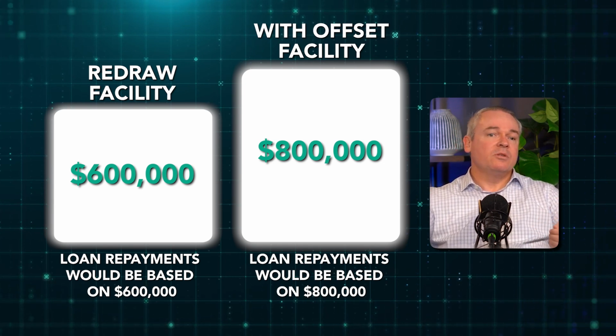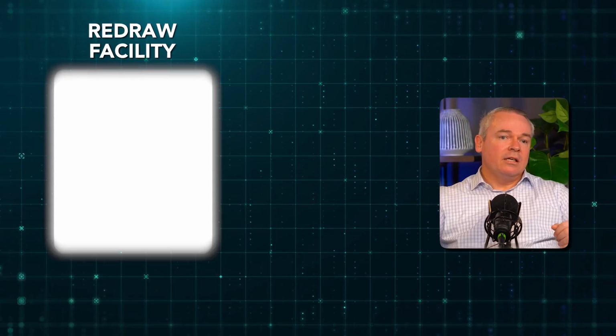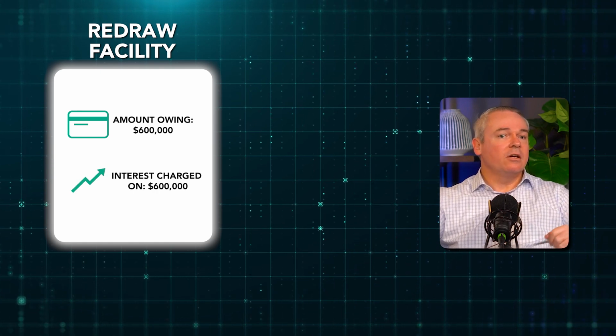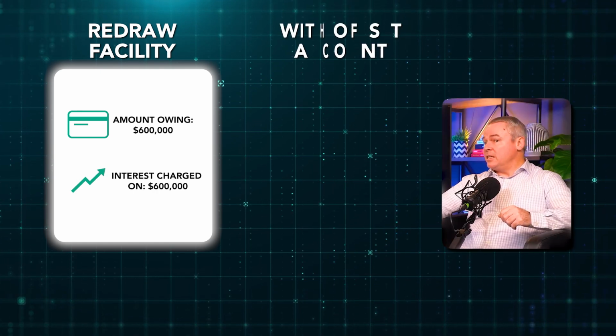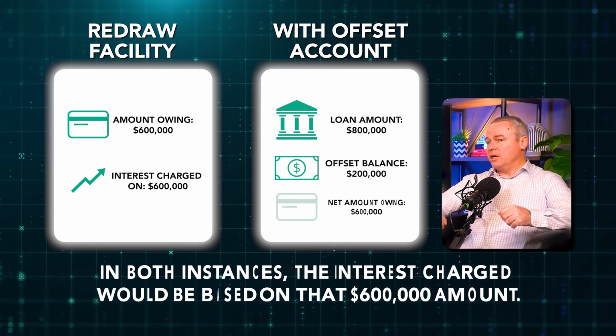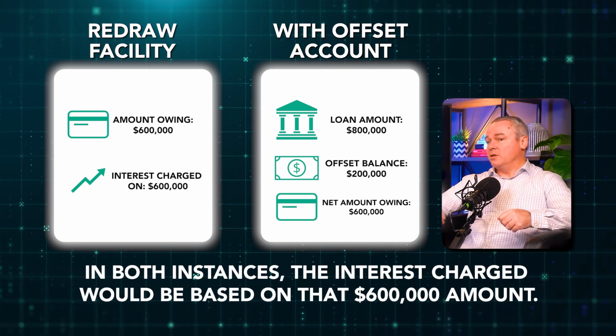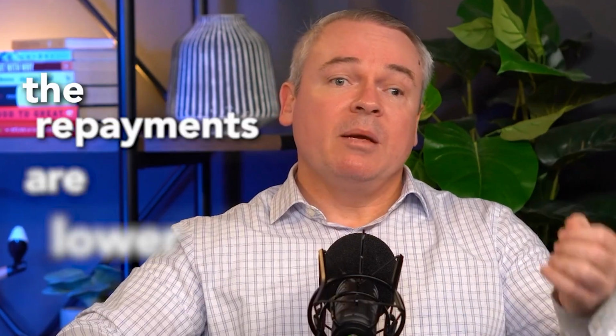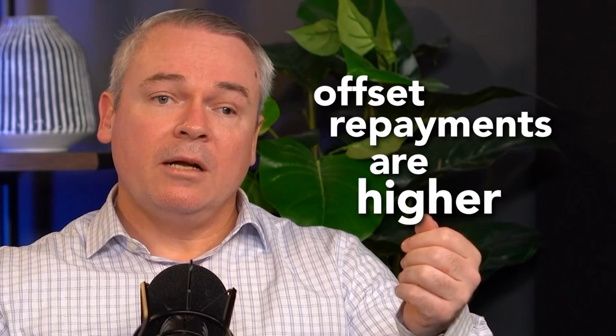We then need to consider the interest payable by you to the bank. In the redraw facility example, the amount owing is the $600,000 and the interest charged would be based on that $600,000 amount. Equally, in the offset example, the net amount owing to the bank is still the $600,000, and therefore the interest charged would be based on that $600,000 net amount. In both instances, the interest charged would be the same. The result of this is, in a redraw facility, the repayments are lower, offset repayments are higher, while the interest repayments remain the same in both instances.